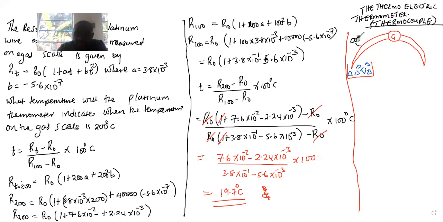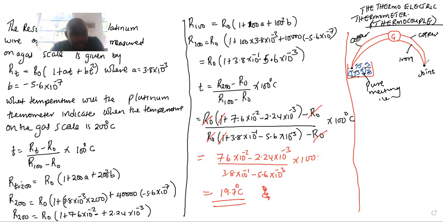So this wire can be copper, even this can be copper. Then this one can be iron. And these wires can be joined here. So that's a joint for the two wires. Then this is pure melting ice. So one junction is placed in an ice water mixture, then the other junction is placed in the surrounding where the temperature has to be measured.